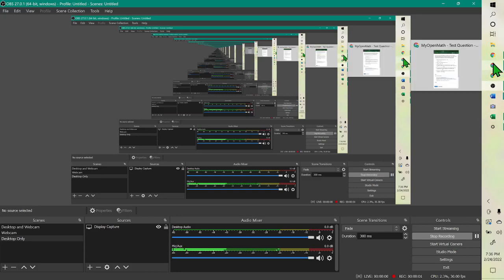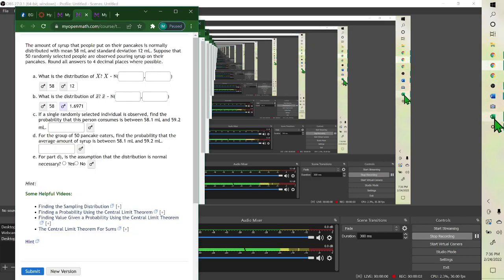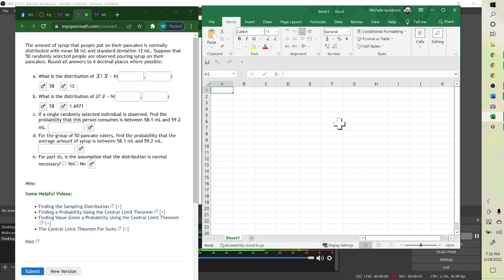Hello. For these two problems from Chapter 7, you want to use the Excel file. And it says the amount of syrup that people put on their pancakes is normally distributed with a mean of 58 and a standard deviation of 12. Suppose that 50 randomly selected people are observed pouring syrup on their pancakes. Round all answers to 4 decimal places.